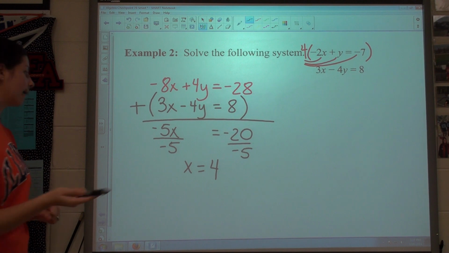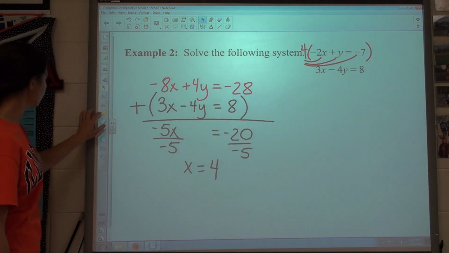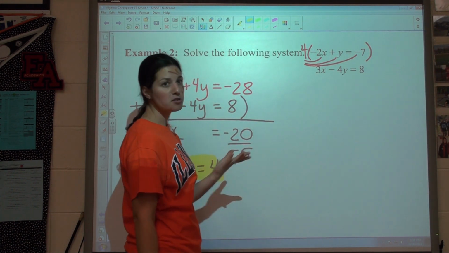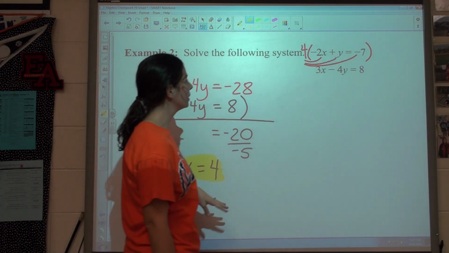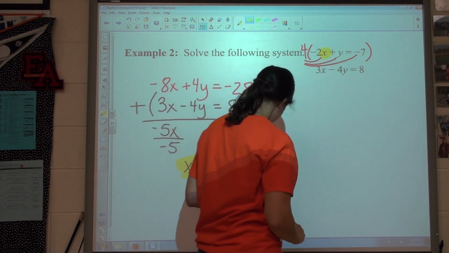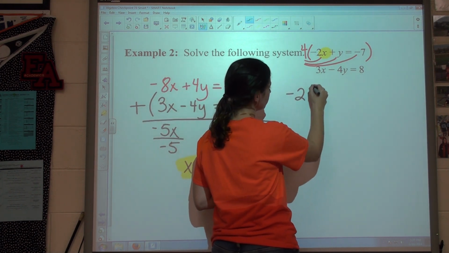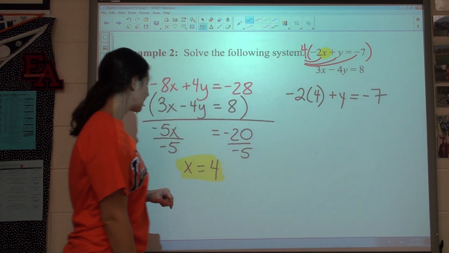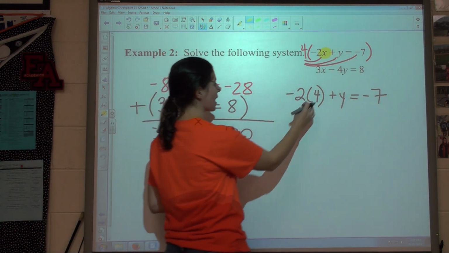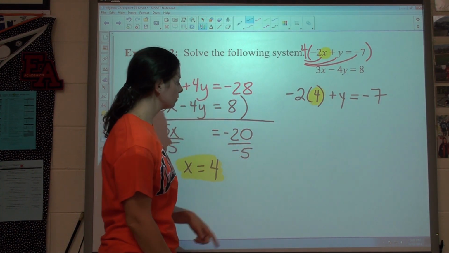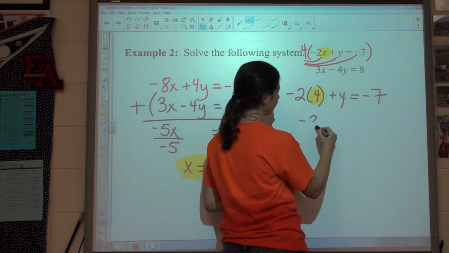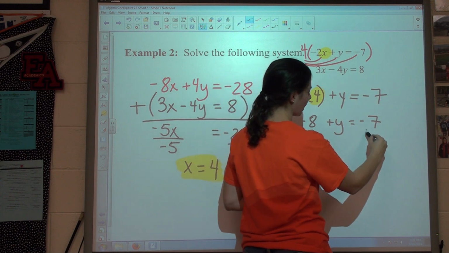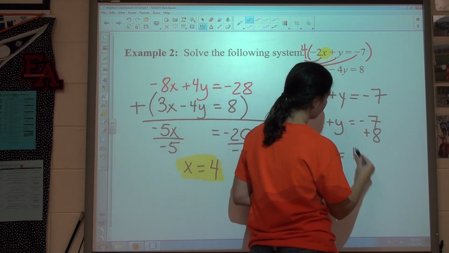Again, we need to solve for y. So you're going to take your x equals 4, and you're going to substitute it into one of the equations. It doesn't matter which equation you use, it should work for both of them. I'm going to do the first one. So I have negative 2 times 4 plus y equals negative 7. And again, I'm just taking 4 and substituting it back into my original equation. Negative 2 times 4 is going to give me a negative 8 plus y equals negative 7. So we're going to add 8 to both sides, so I get y equals positive 1.